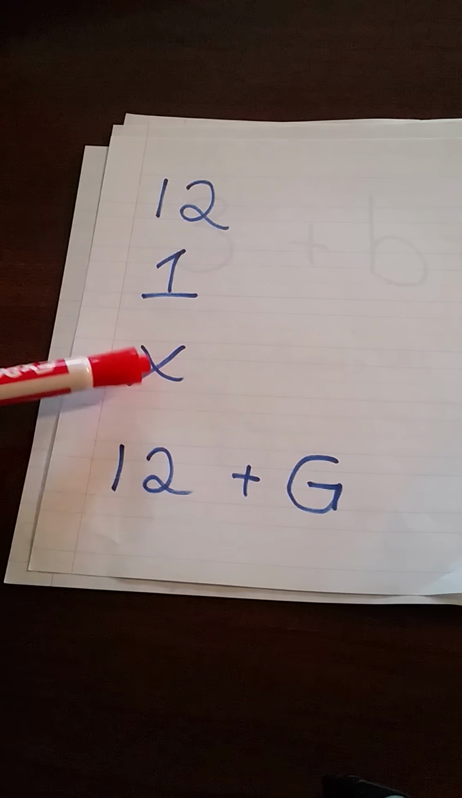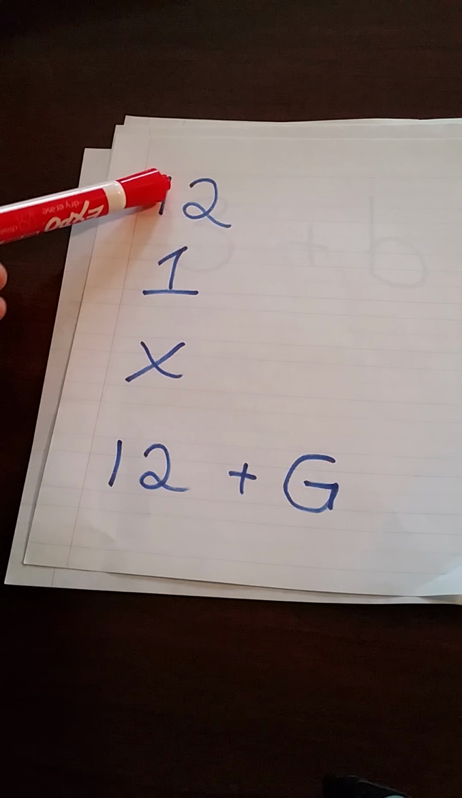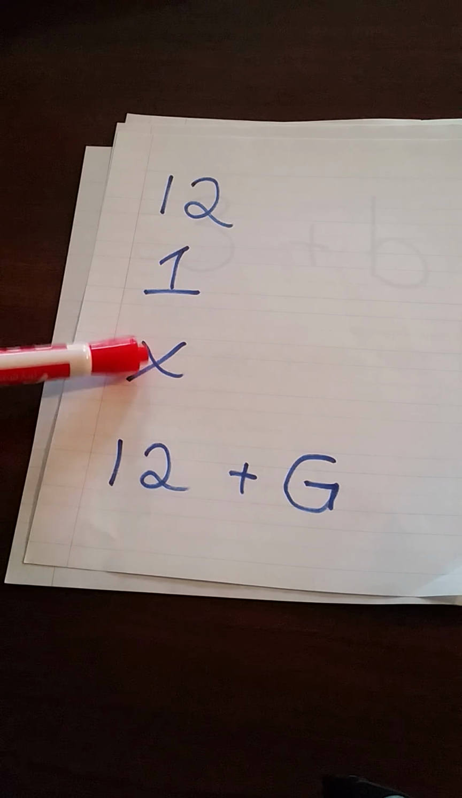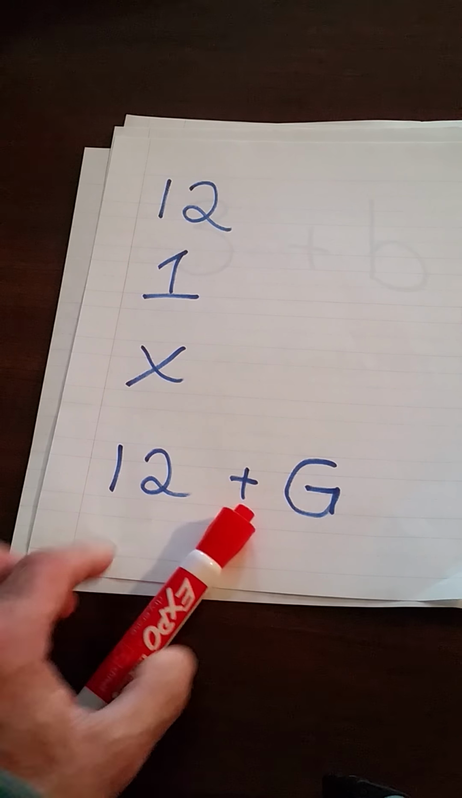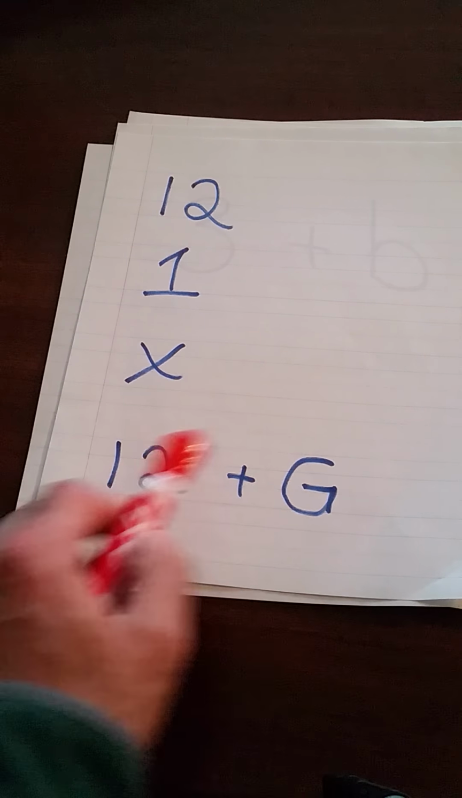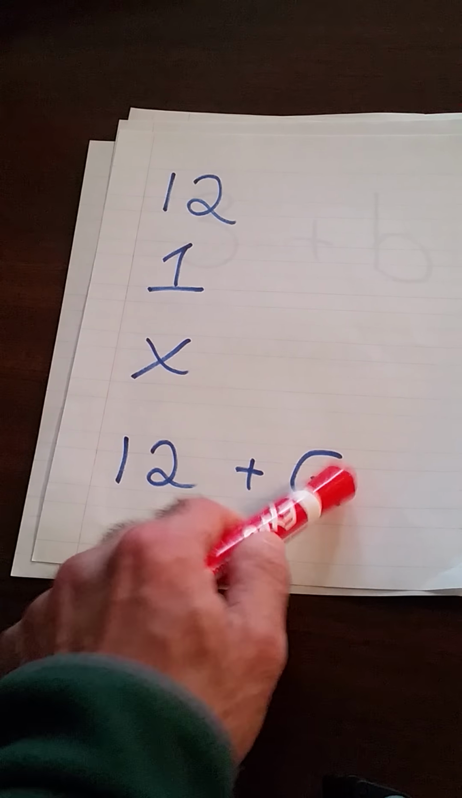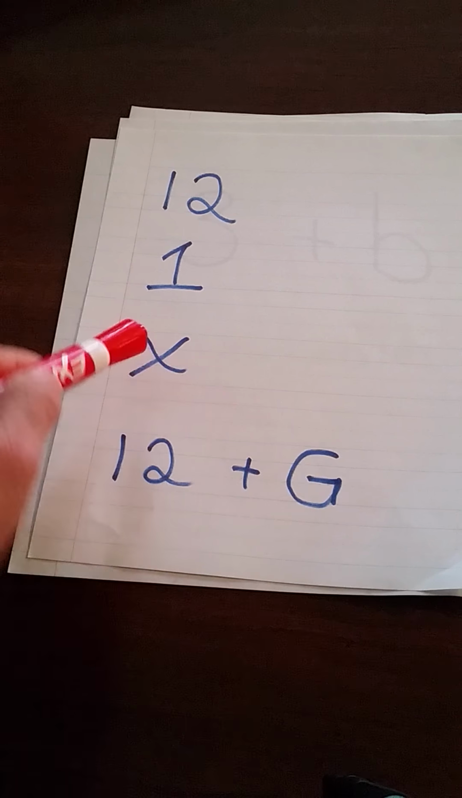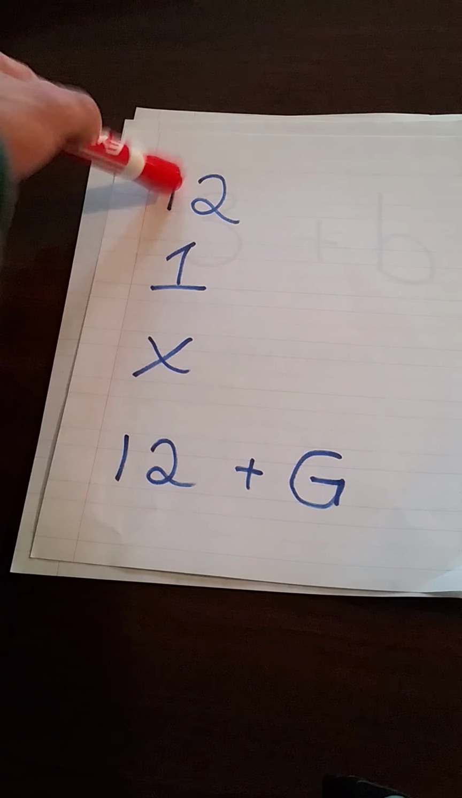In the expressions, you have terms. This is one term, this is one term, this is one term. When you see a plus or a minus, it separates two terms. So 12 plus g has two terms. X is one term, 1 is one term, 12 is one term.